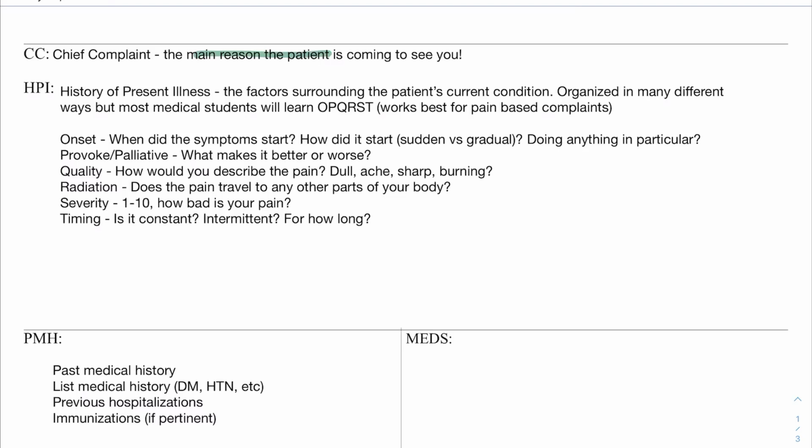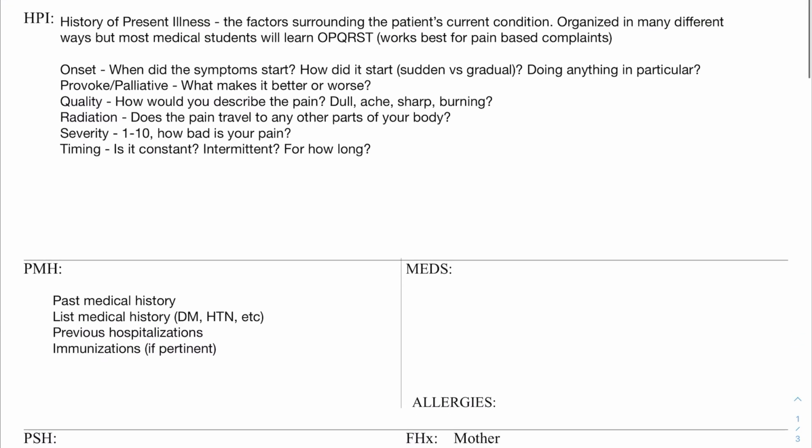So that's pretty straightforward. Now, the next section is the HPI. The HPI is the history of present illness. It's really a glorified way of saying, what is the patient's story? What are the factors surrounding the patient's condition? It can be organized in a ton of different ways, but most med students learn the OPQRST format. So let's go through this system.